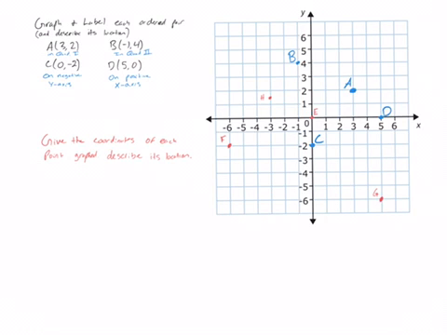So the coordinates of E is the point 0, 0. Let's find the coordinates of F. Well, we always start with our x, so notice it is underneath the -6, and then it's to the left of -2. So then the x is -6, and the y is -2.